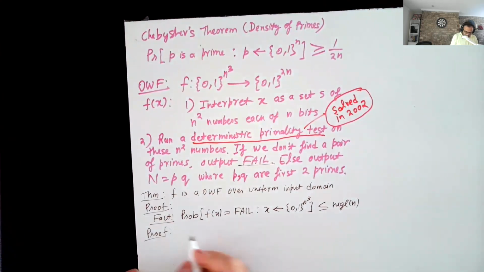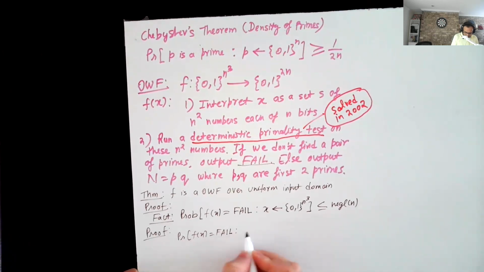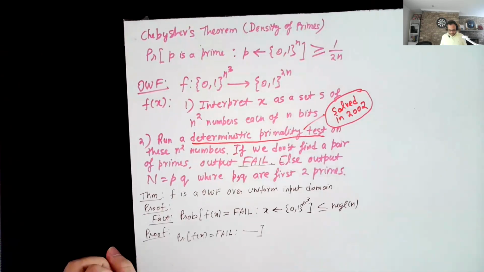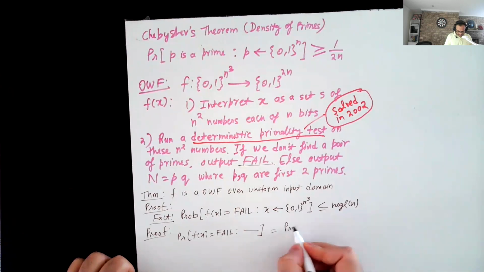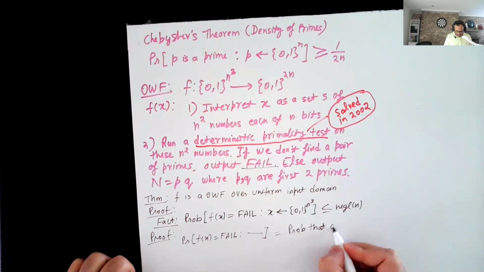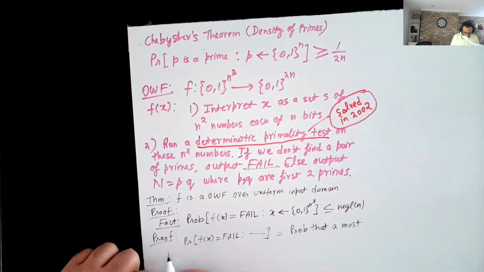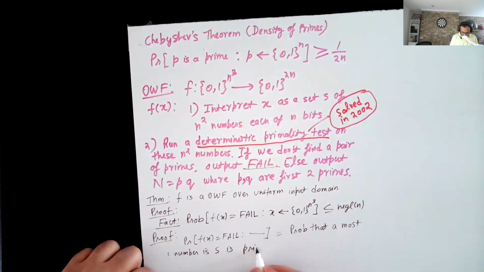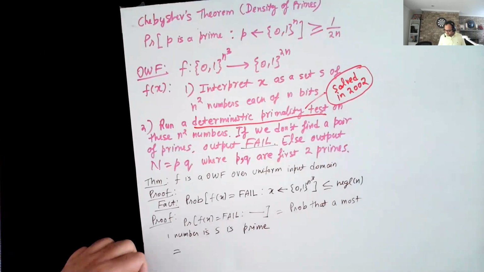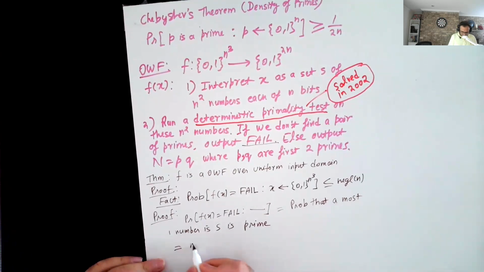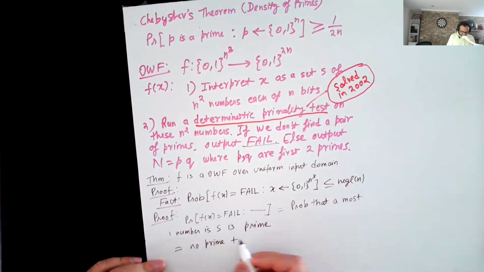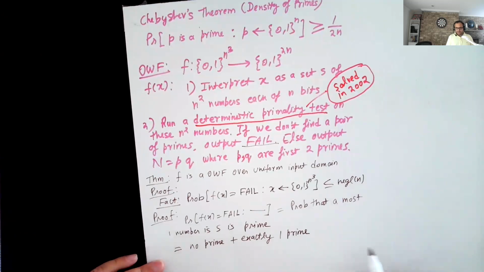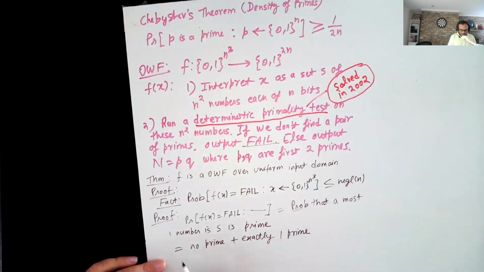Okay, so this probability of f of x giving you fail, this is the probability that, very roughly, at most one number in this set S is prime, which is also equal to the probability that we have no prime plus we have exactly one prime. So these two statements are just the intuition, and now let me try to write more formally.